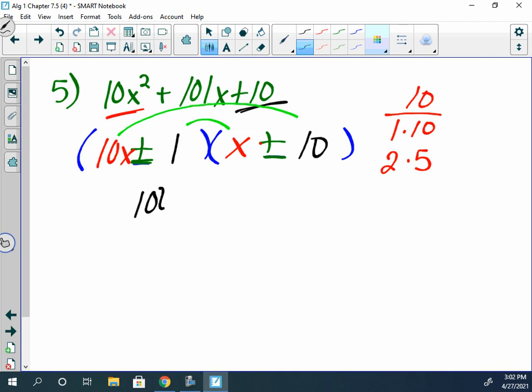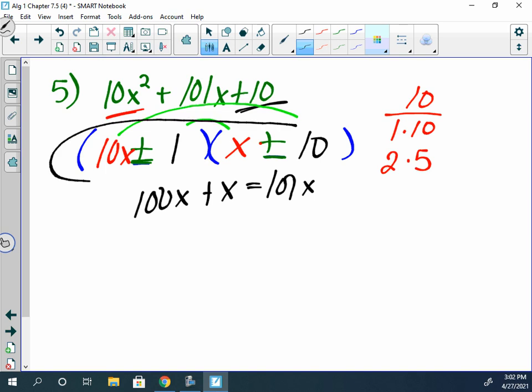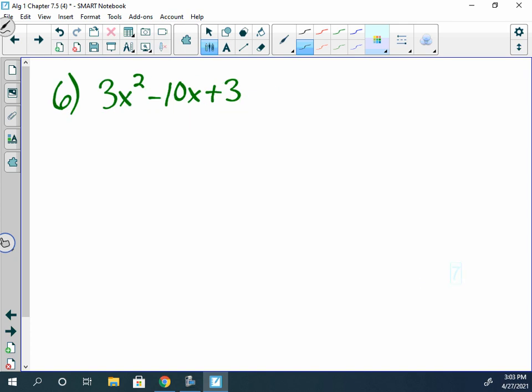100. So we'd have 100x. 1 times x is plus x. And 100 plus 1 is 101x. Now I'm just going to throw that on the ground. Any questions on this here? So a lot of this is just continuing to try different methods and different numbers. And the more that you do this, the more that you'll start seeing patterns of how it looks, kind of what factors should I use or try first. Any questions on this here?